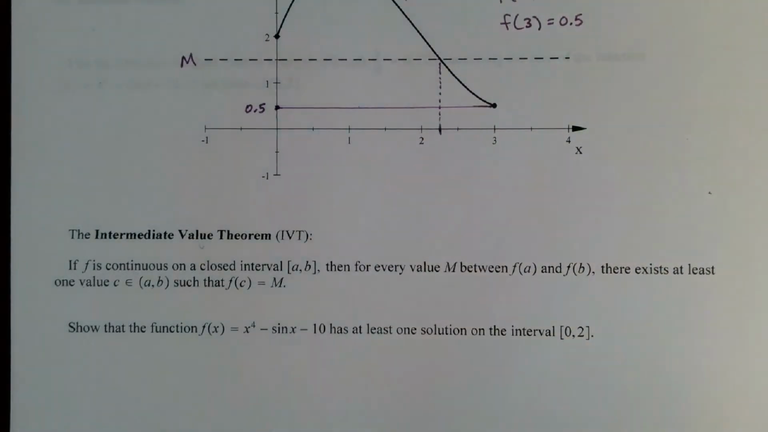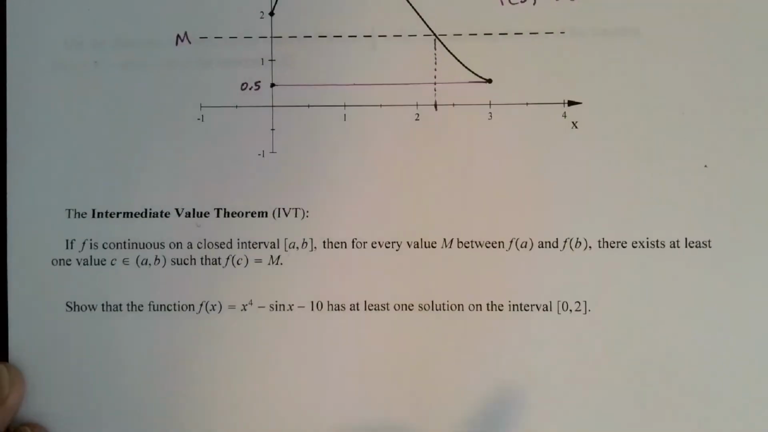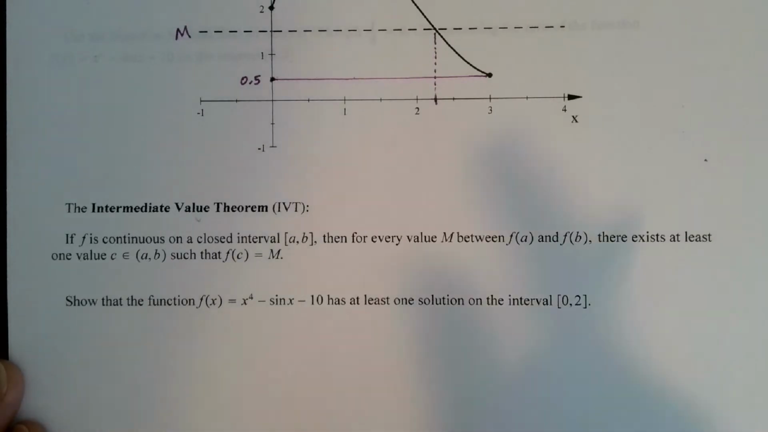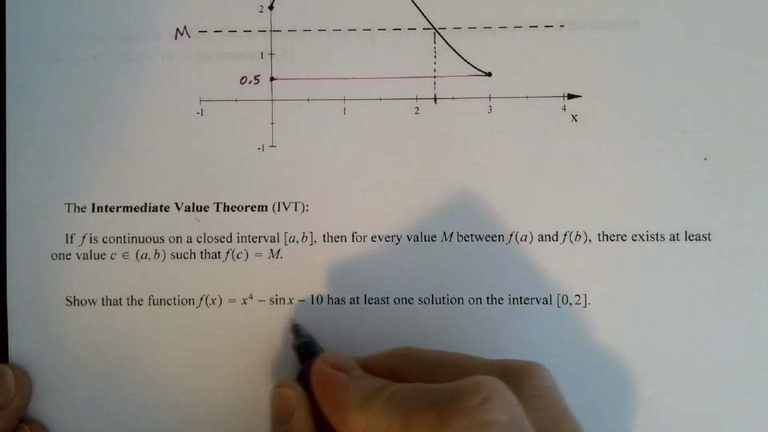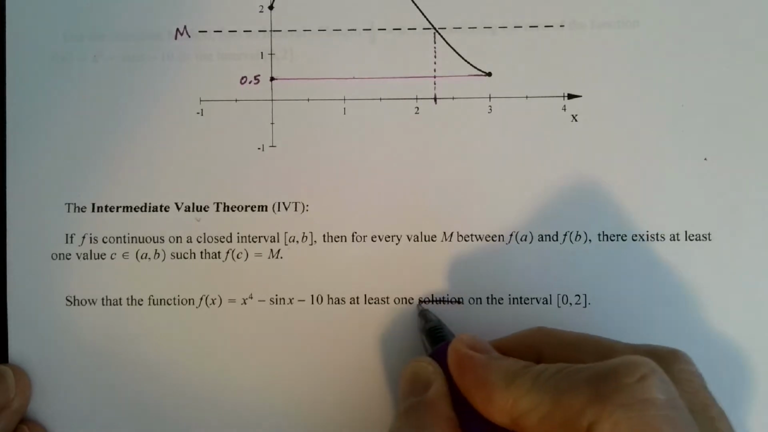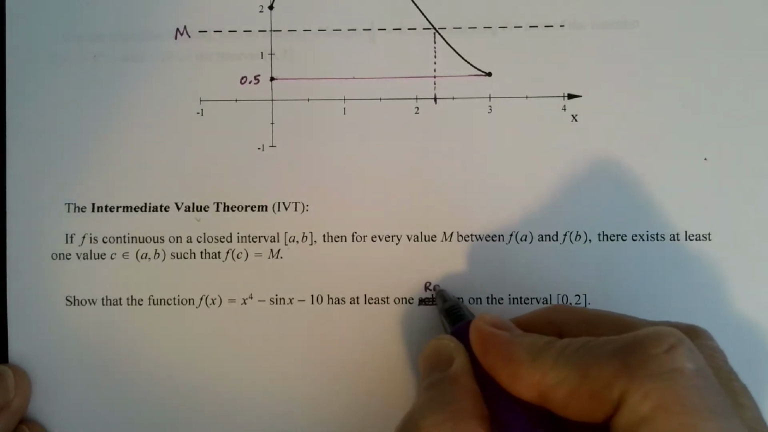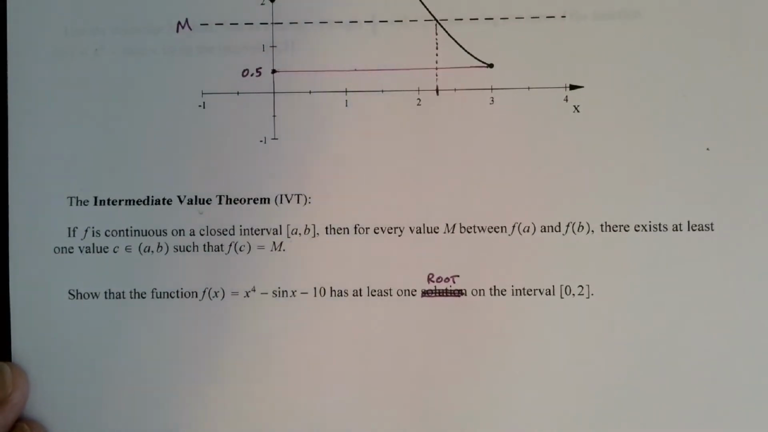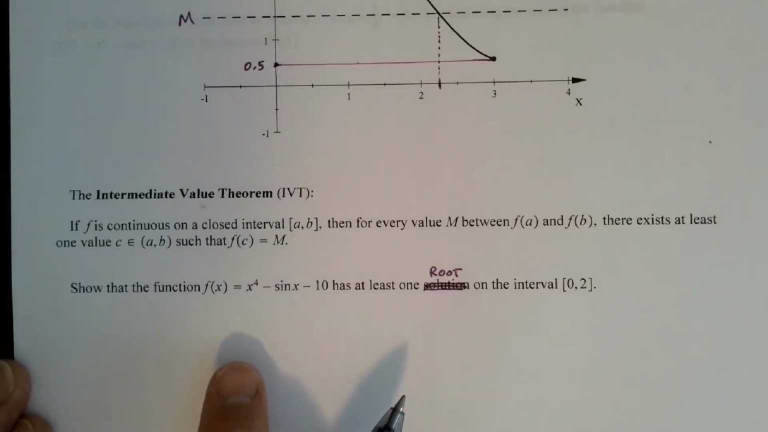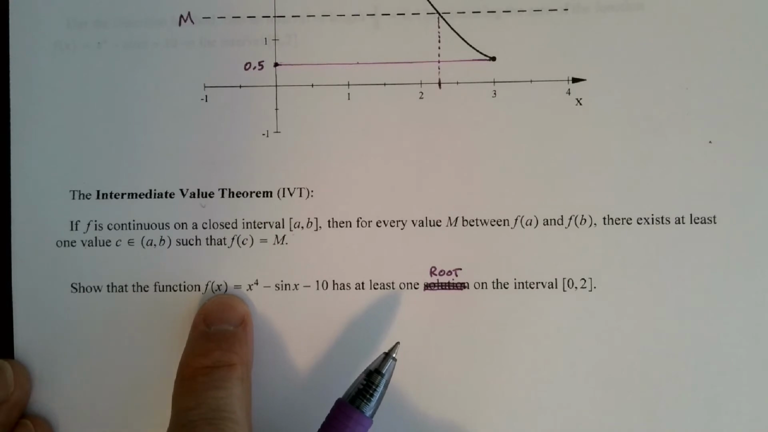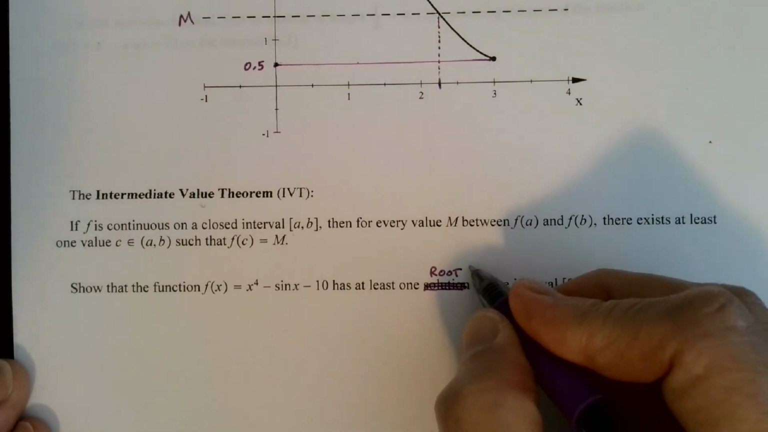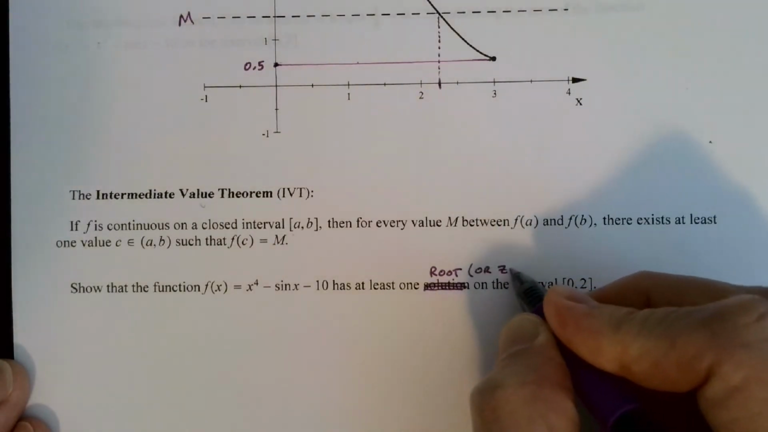So one thing we can do is, if we have a function and we want to know what our solutions are, well, really this should say, let's show that this function has at least one root, is what I meant to say here. We'll get to solutions in a sense. Show that this function has at least one root, or 0, on the interval from 0 to 2. And so what we're saying then is, is there a value of x that makes this function equal to 0? So it's a root, or sometimes we call it a 0 of the function.